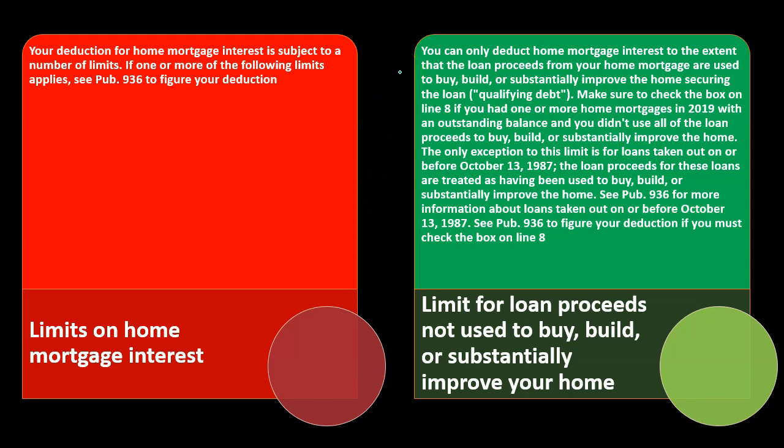You can only deduct home mortgage interest to the extent that the loan proceeds from your home mortgage are used to buy, build, or substantially improve the home securing the loan. So that's going to be qualified debt.